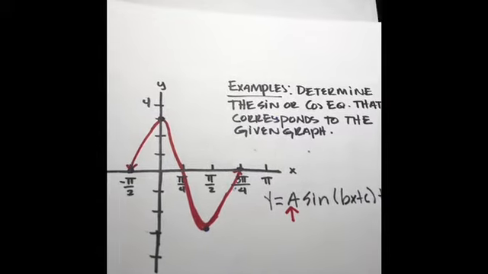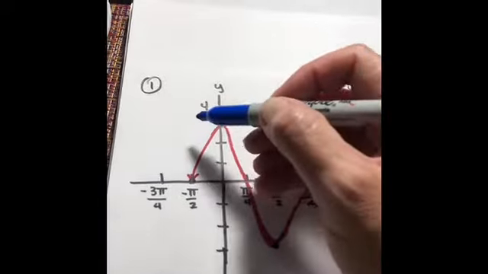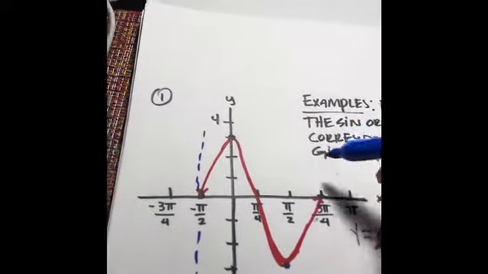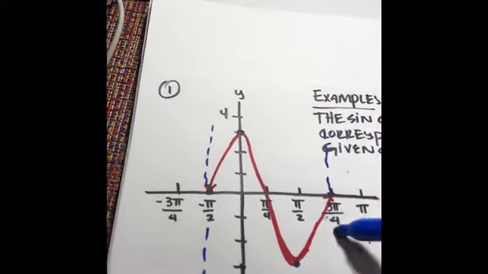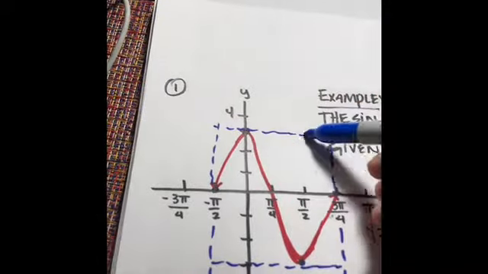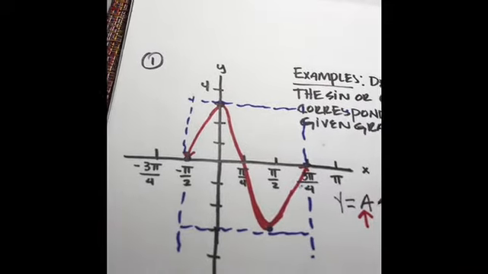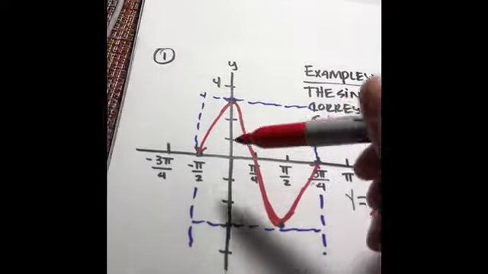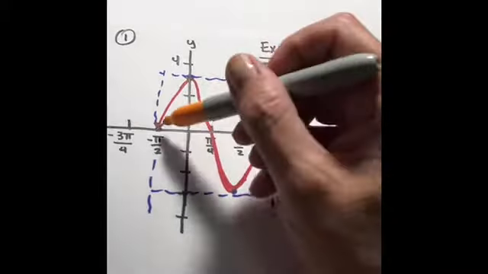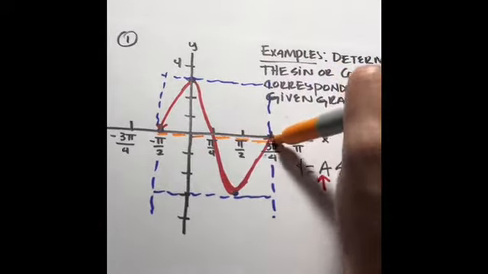The first thing I'm going to do is enclose my graph in the box that we were using in the previous examples. I'm going to be using the box again. So I enclose my graph in that box. In order to get the amplitude, the first thing I have to locate is the average y value. In this graph, the average y value is exactly at the x-axis.